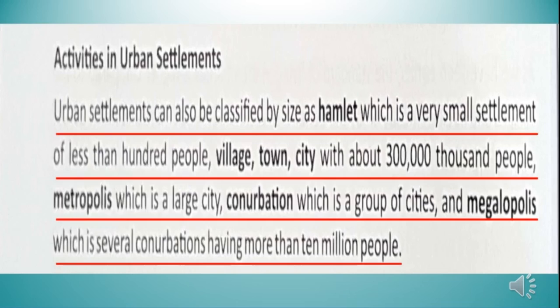And megalopolis is basically several conurbations having more than 10 million people. The megalopolis combines several conurbations and it has almost 10 million people.